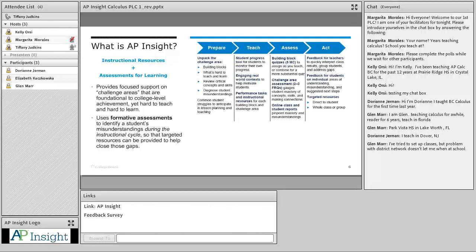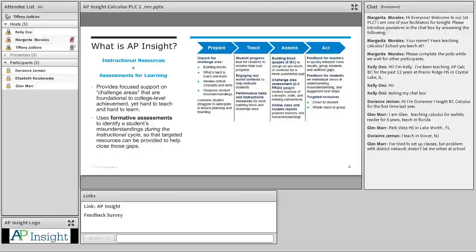I'm not going to spend too much time on this graphic here, but it basically shows the model that the AP Insight platform follows. So for each of those 10 challenge areas, you'll see that there are resources that help you to prepare to teach something by unpacking the types of things you're going to see in that challenge area. You have other resources that help you actually teach that content, things like performance tasks and other instructional resources.